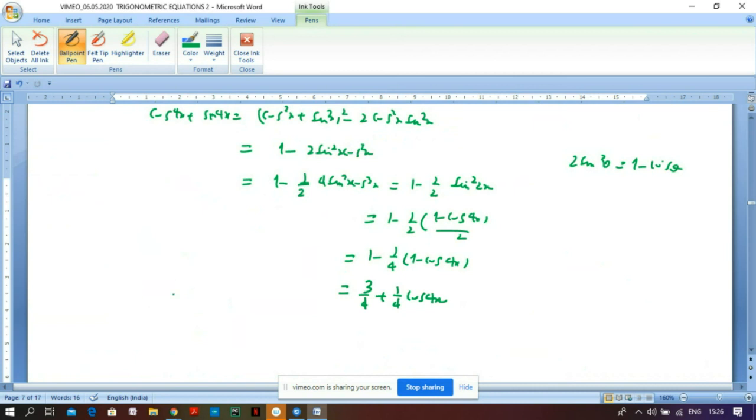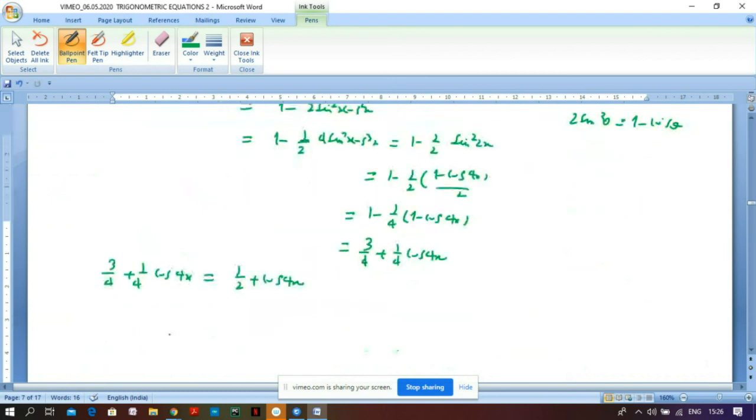Now our equation becomes 3 by 4 plus 1 by 4 cos 4x equals half plus cos 4x. Now we can check our answer. So 3 by 4 minus 1 over 2 is (1 minus 1 by 4) cos 4x. We will get 3 by 4 cos 4x is 1 over 4. So we are getting cos 4x is 1 over 3.